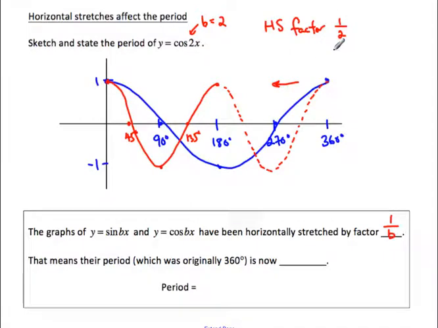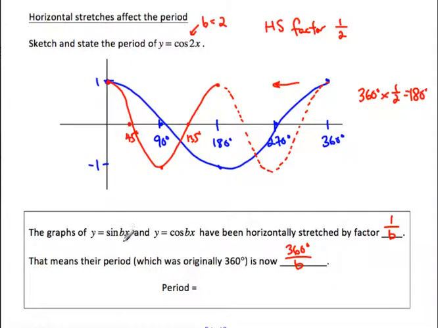Notice when we stretched in half, the period halved. It went from 360 to 180. So we multiplied 360 by our horizontal stretch factor. 360 times 1/2 was 180. And that gave us our new period. If we have a general horizontal stretch factor of 1 over b, that means our general period is going to be 360 divided by b. So we can work out period from the equation of the graph by looking at the b value and just dividing 360 degrees by that b value.